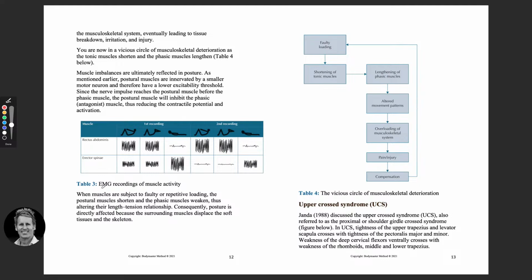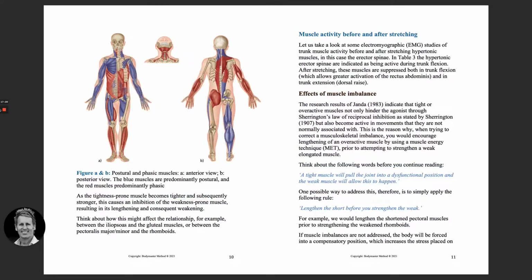So you can see the EMG recordings of the muscle activity before lengthening the erector and after lengthening the erector. And that's why that mnemonic, if I go back a page, is to lengthen the short before you strengthen the weak. It's like the glutei. If you've been told you've got, say, a weak gluteus medius, you might find that if you lie on your side and lift your leg, like a class, they have what they call their legs, bums and tums.